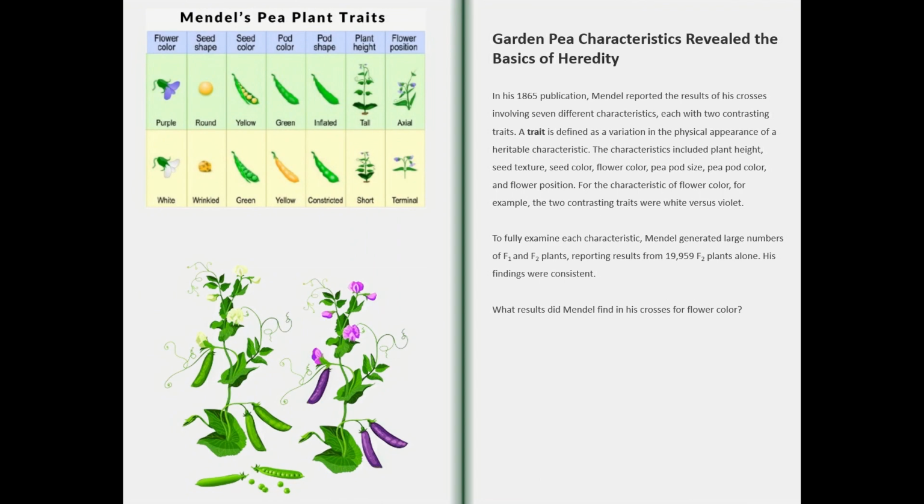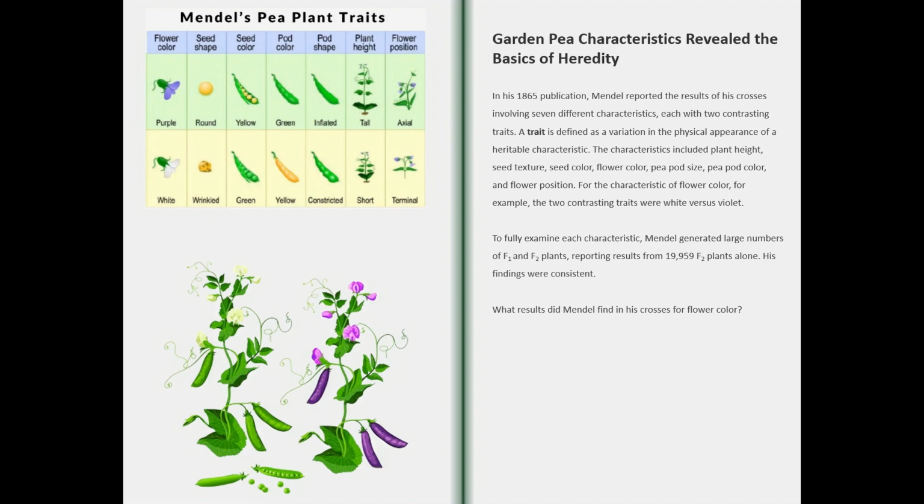So now moving on to garden pea characteristics and what they revealed for the basics of heredity. In his 1865 publication, Mendel reported the results of his crosses involving 7 different characteristics, each with 2 contrasting traits. A trait is defined as a variation in the physical appearance of a heritable characteristic. The characteristics included plant height, seed texture, seed color, flower color, pea pod size, pea pod color, and flower position.